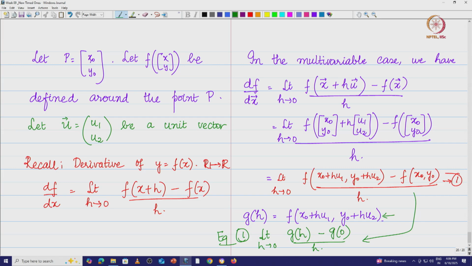So, what does this mean? If you look at this, let me call this expression 2, let me mark this as 2. Now, what does 2 imply? 2 actually means the derivative of the function g at h is equal to 0.